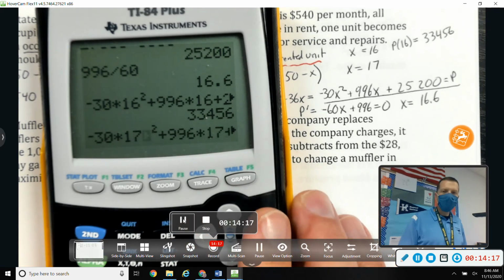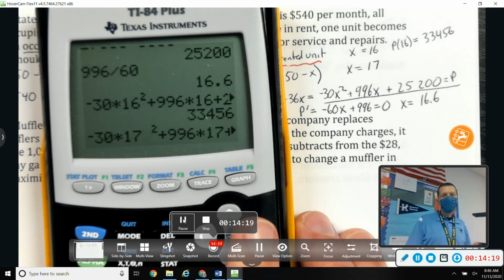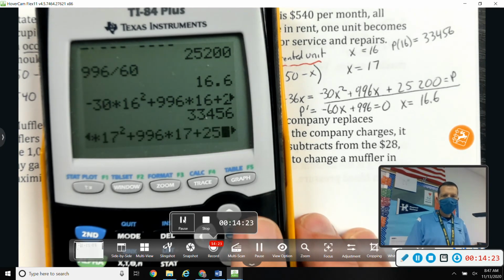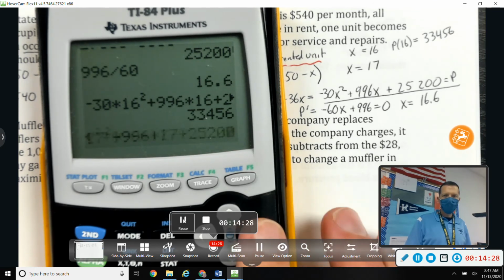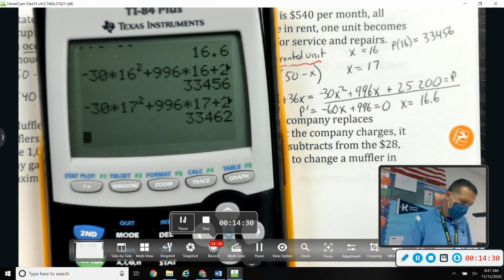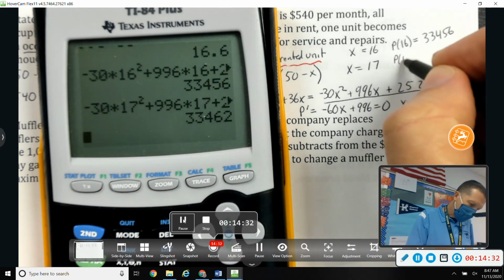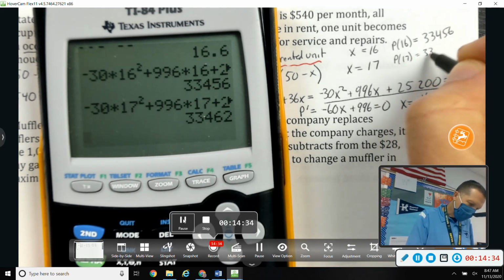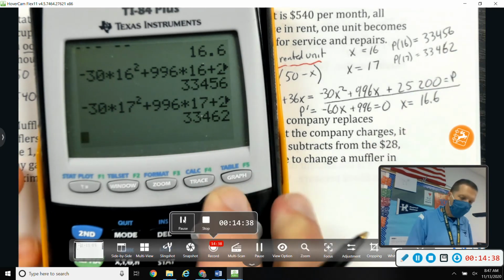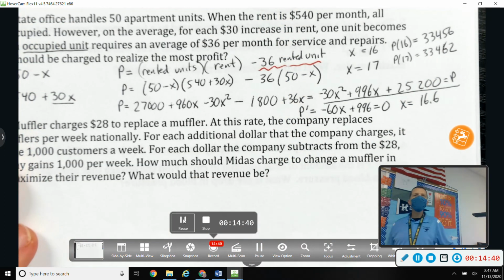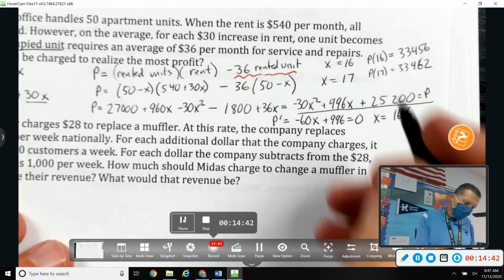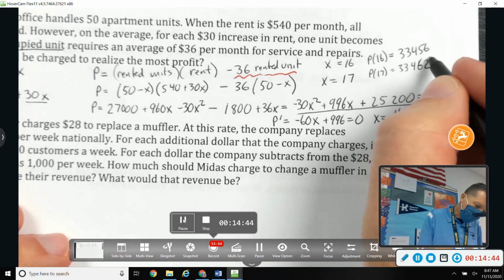you can do second entry, and it brings up the last thing, and then you can just change what you need to change. Negative 30x squared plus 996. Okay. $33,462. So not by much, but by a little bit. We should pick 17.